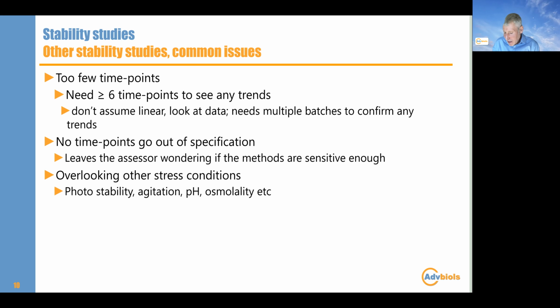Then for various other sorts of stability studies, one of the most common problems I see is just too few time points to actually be very useful. A stability study with 2 or 3 time points is just not particularly helpful. 2 points is always a straight line. 3 points is pretty easy to fit to a straight line. You need really at least 6 time points to be able to see the shape of a degradation profile.